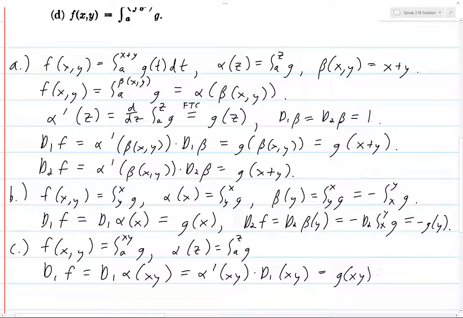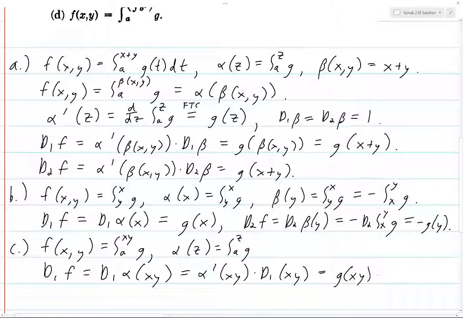So now thinking about this, I could have defined beta equal to x times y and done it that way, but I'm just sort of skipping over that explicit use of the chain rule, even though I made it more explicit in part A. That's not, strictly speaking, necessary. So again, d2 of alpha of x y, and this is going to be alpha prime of x y, which we know will be g of x y. Then we're going to multiply by d2 of x y. So this time we're going to end up with x times g of x y. And that's it.